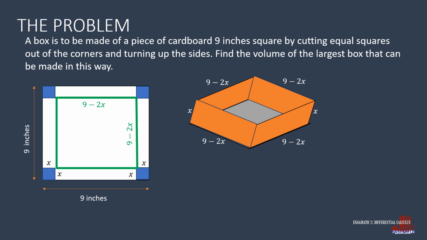After creating the box, compute the volume. We know that the volume for a rectangular prism is the product of the width, length, and the height. And knowing the dimensions, we can then plug 9 minus 2x by another 9 less 2x times x. The volume is then simplified as x multiplied by the square of 9 minus 2x.